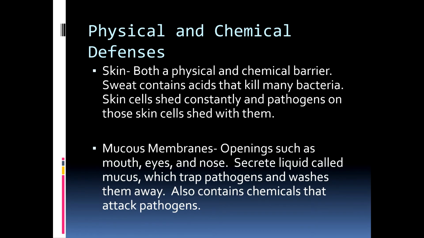So first, we're going to talk about the physical and chemical defenses of the body. Now, all of these are both physical and chemical, with the exception of cilia, and we'll get to cilia in a minute. So on your test or on your exam, if it were to say if any of these were physical, chemical, or both, just a hint, they're all going to be both, with the exception of cilia, which is only physical. So we're going to talk about the skin first.